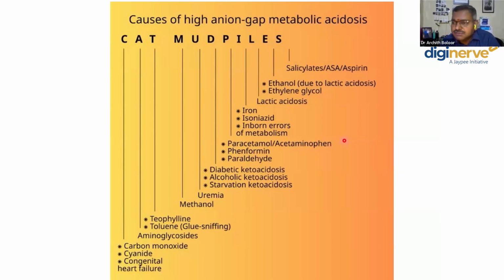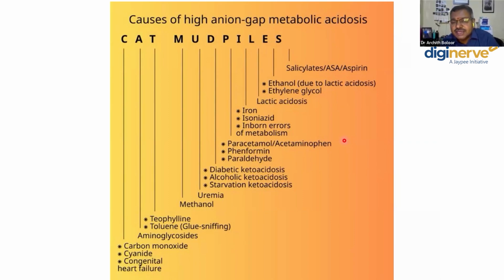Now C stands for carbon monoxide, cyanide, congenital heart diseases sometimes, especially TOF, you can have it, where there's failure. A stands for aminoglycosides. T stands for toluene. So again, remember I told you toluene can cause normal anion gap also. CKD also can cause that. Glue sniffing produces that, or theophylline. M stands for methanol, U stands for uremia.